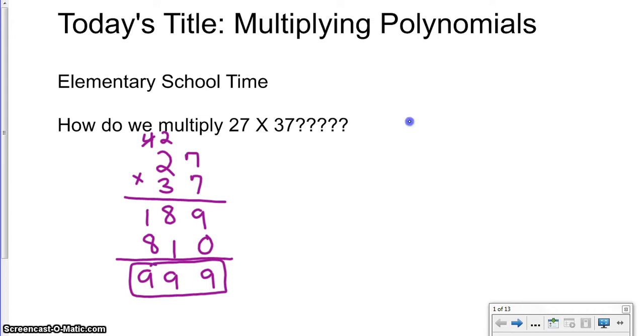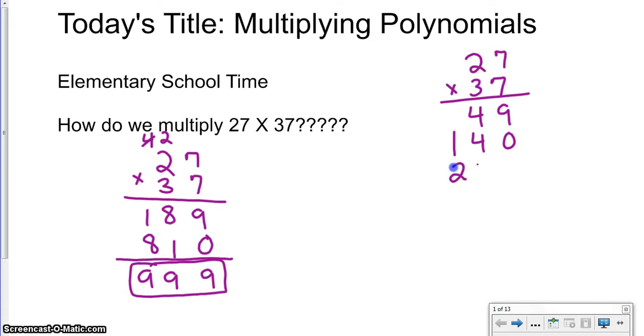But what I want you to think about is this, really and truly. When I say 27 times 37, you're right, this is 7 times 7, but it's not 9, carry the 4. It's 49. And then when I multiply the 7 times the 2, that's not really 7 times 2. That's 7 times 20, which is 140. Now, I don't cross out the 7 and bring down a 0. This is really 30 times 7, which is 210. And then the final result is 30 times 20, which is 600.